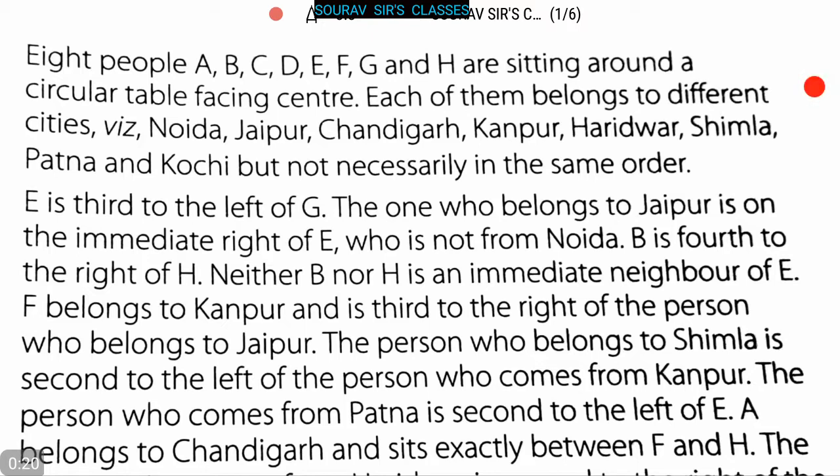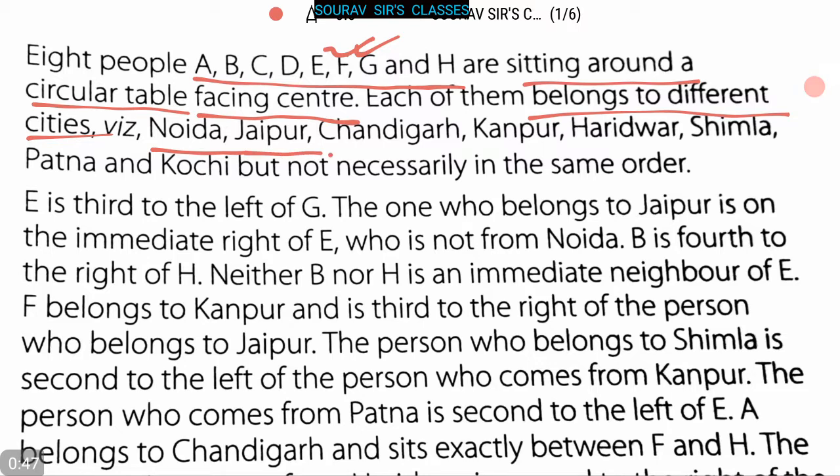8 people, A, B, C, D, E, F, G and H, are sitting around a circular table facing the center. Each of them belongs to a different city: Noida, Jaipur, Chandigarh, Kanpur, Haridwar, Shimla, Patna and Kochi, but not necessarily in the same order. So it's not necessary that the persons A, B, C, D, E, F, G and H will belong to these cities in the same order.